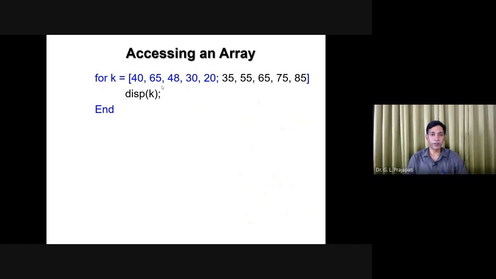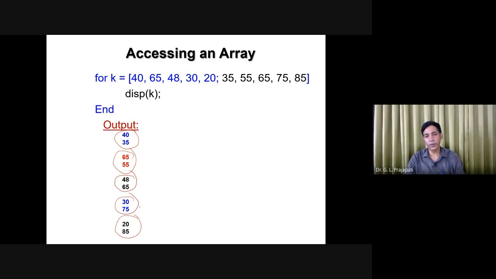You can see once you display k, then you will have the output. First time you are entering the loop, and this is the first column value. Next time you have 65 and 55. This is the next column. Then the third column, fourth column, and this is the fifth column.